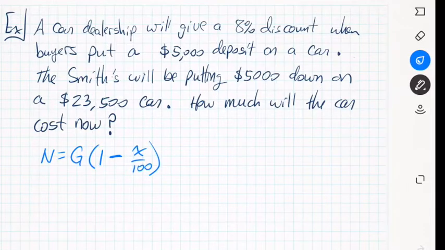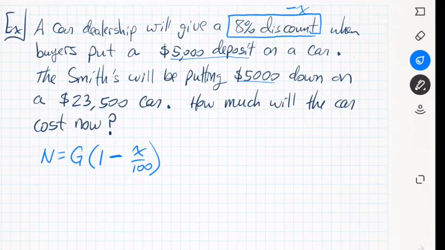Okay. So then we start searching for the variables that are necessary for this formula. So I start usually with a percent. So I have an 8% discount, so that means it's going to be the negative x part of the formula. The $5,000 deposit is irrelevant to this problem, so it's just an extra number that we can ignore because it was only a condition to get the 8% discount.